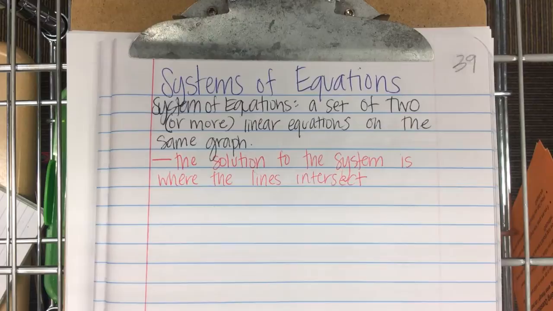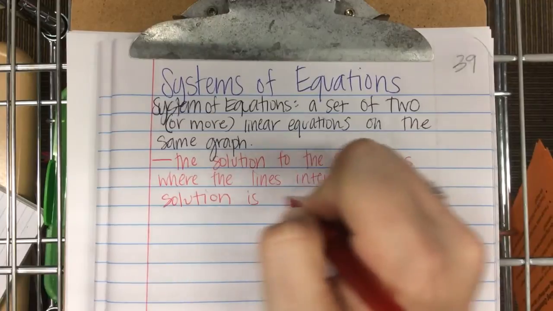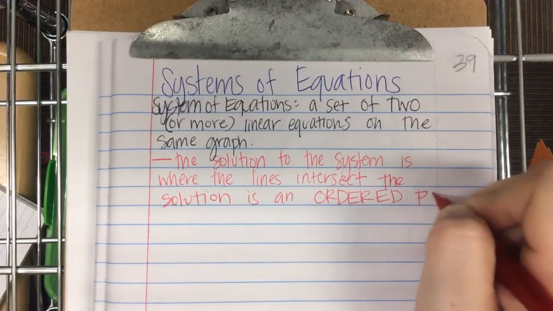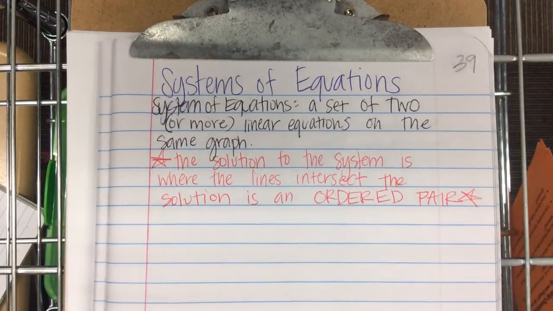What's your answer going to be in the form of? A what? Well, that's the line. The line is y equals mx plus b. Your answer is where the two cross. So what do you think where they cross is called? The y-intercept. The solution is an ordered pair. Oh, it's an ordered pair. There needs to be a comma. The solution is an ordered pair, x comma y.